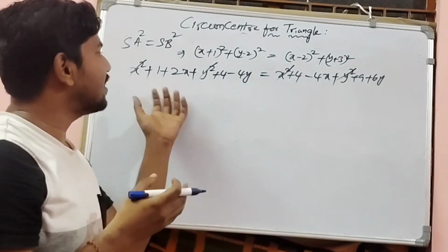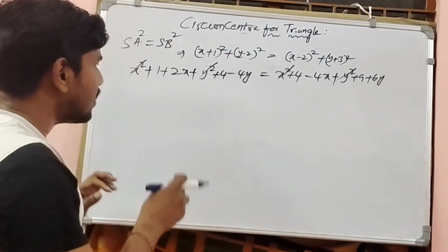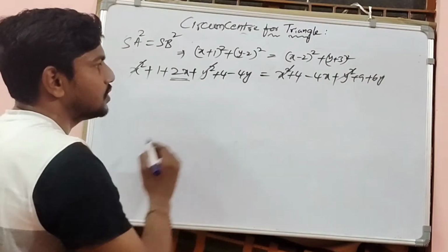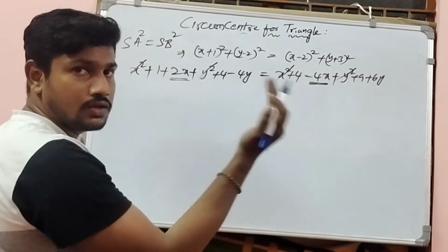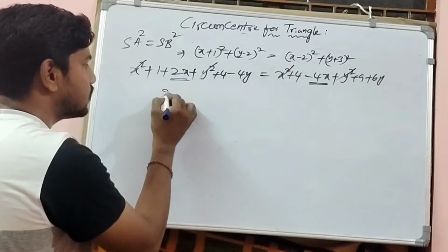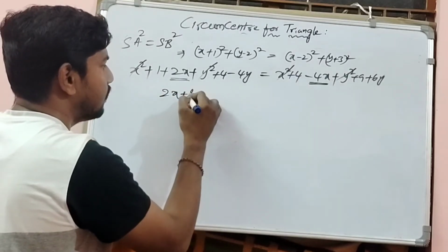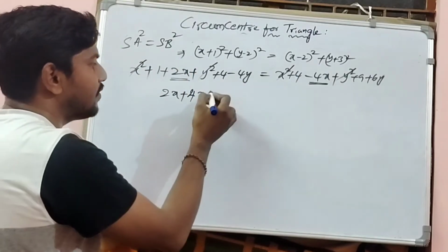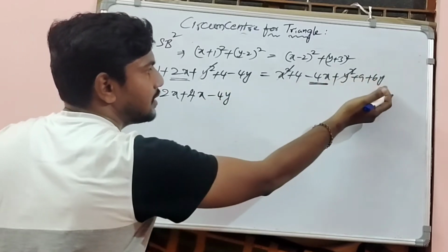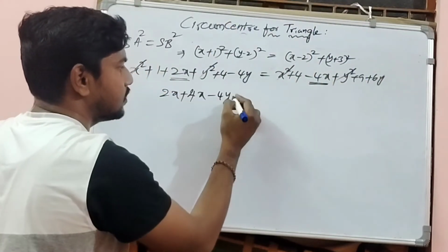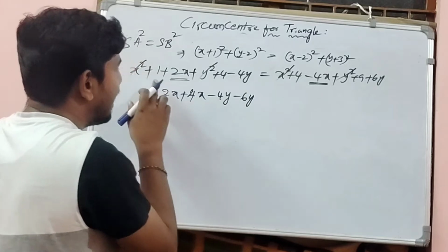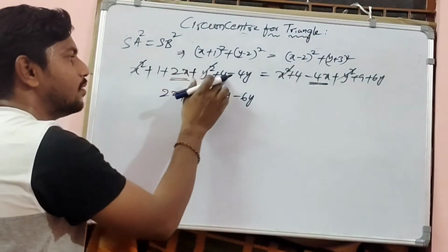So transfer all the terms to one side. Identify here x is positive but here x is negative. So send all to the left hand side. So 2x plus 4x, and here we have minus 4y. Send here plus 6y to this side, so it will be minus 6y, and here we have two constants, 1 and 4.